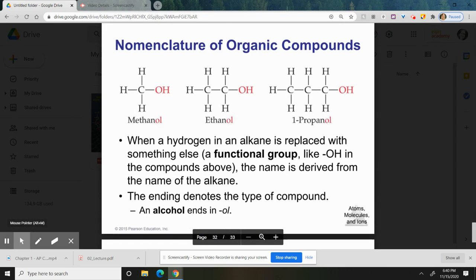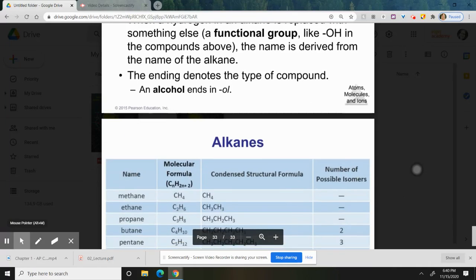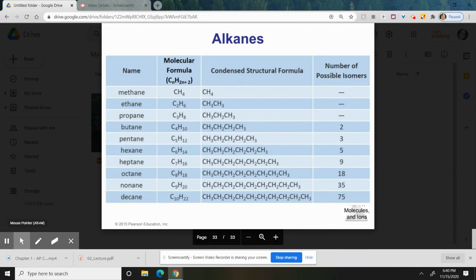Now, if you start changing the ending, it starts meaning different things. So for example, if you have an OL ending, that's going to be an alcohol. So methanol instead of methane, ethanol instead of ethane. To give you an idea of what they look like, right? Most of them have the same prefixes that we're used to, except for the first 4. So the prefixes are going to be meth for 1, eth for 2, prop for 3, but for 4, and then the ones you're used to: pent, hex, hept, oct, non, dec.